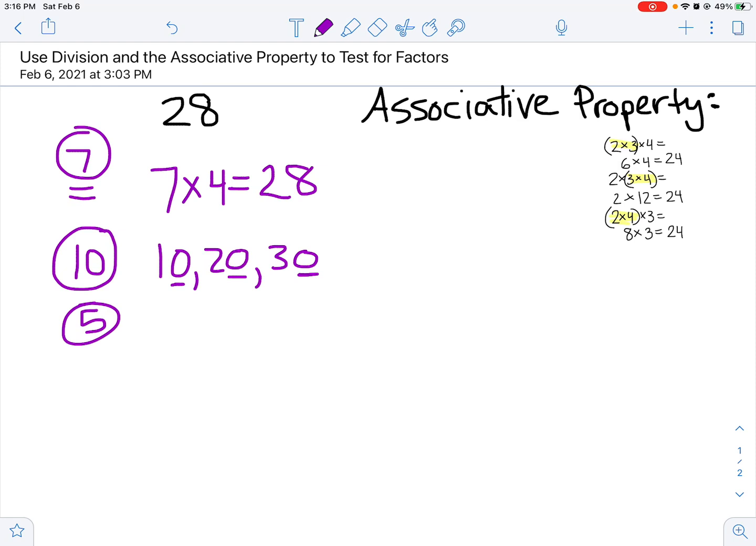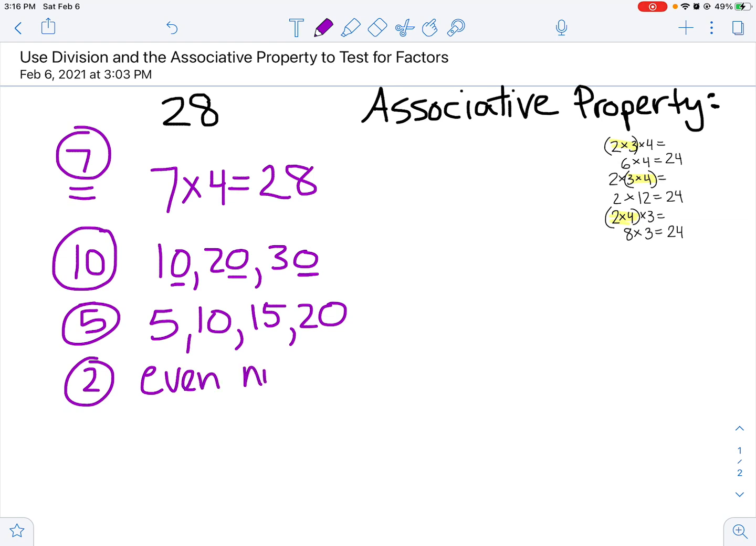What about 5? Would 5 be a factor of 28? Once again, I hope you said no. We know that when we count by 5s, it's always going to end in a 5 or a 0. So therefore, 28 can't possibly have a factor of 5. How about a factor of 2? Again, I hope you said yes right away and you didn't have to skip count by 2s. Because any number that has a factor of 2 has to be an even number. So if the number you're looking at is an even number, you know automatically it's divisible by 2.